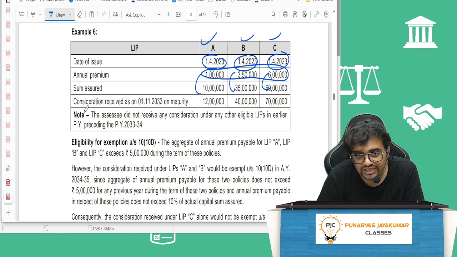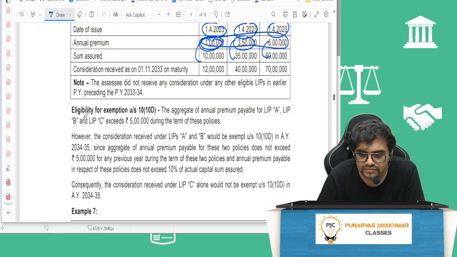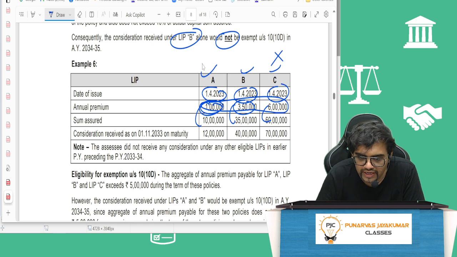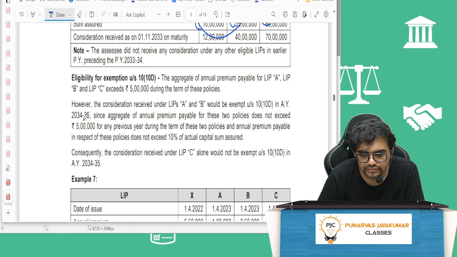But I should see now individually. Is it less than 5 lakh? No. I'm sorry. Is it less than 5 lakh? Yes. Less than 5 lakh? Yes. More than 5 lakh? Yes. So will C come? No. A and B, will you get exemption? Yes. See?